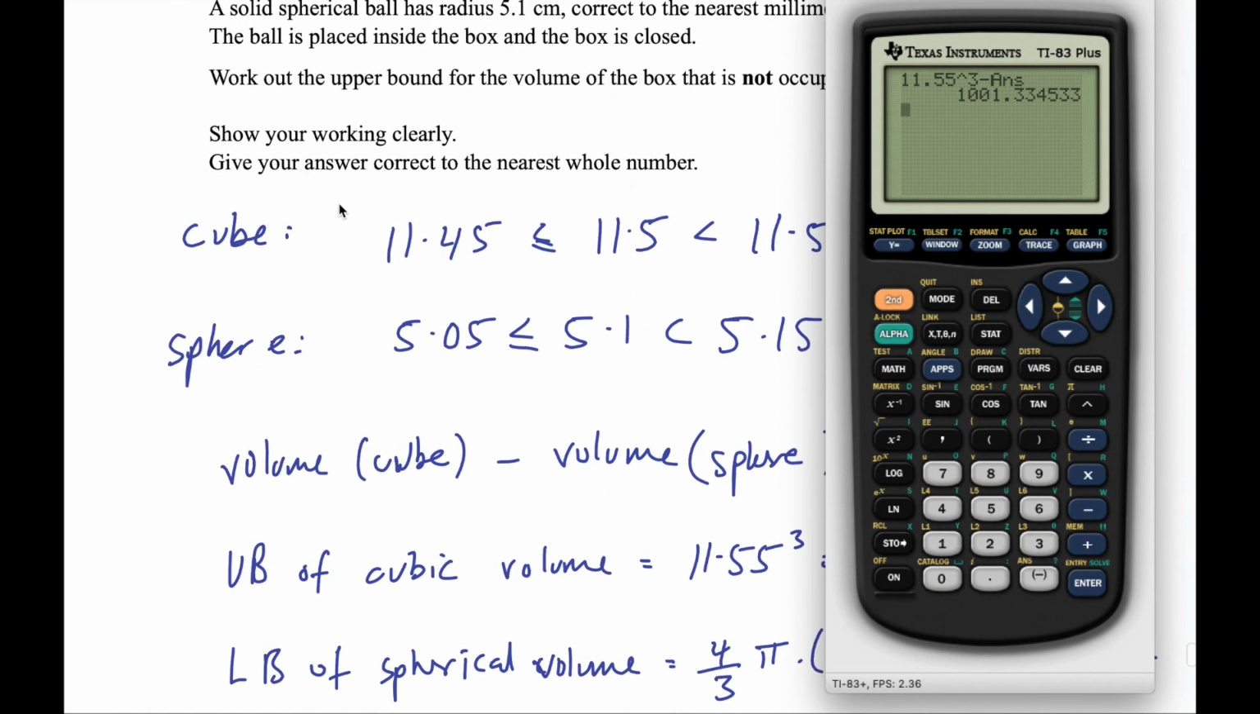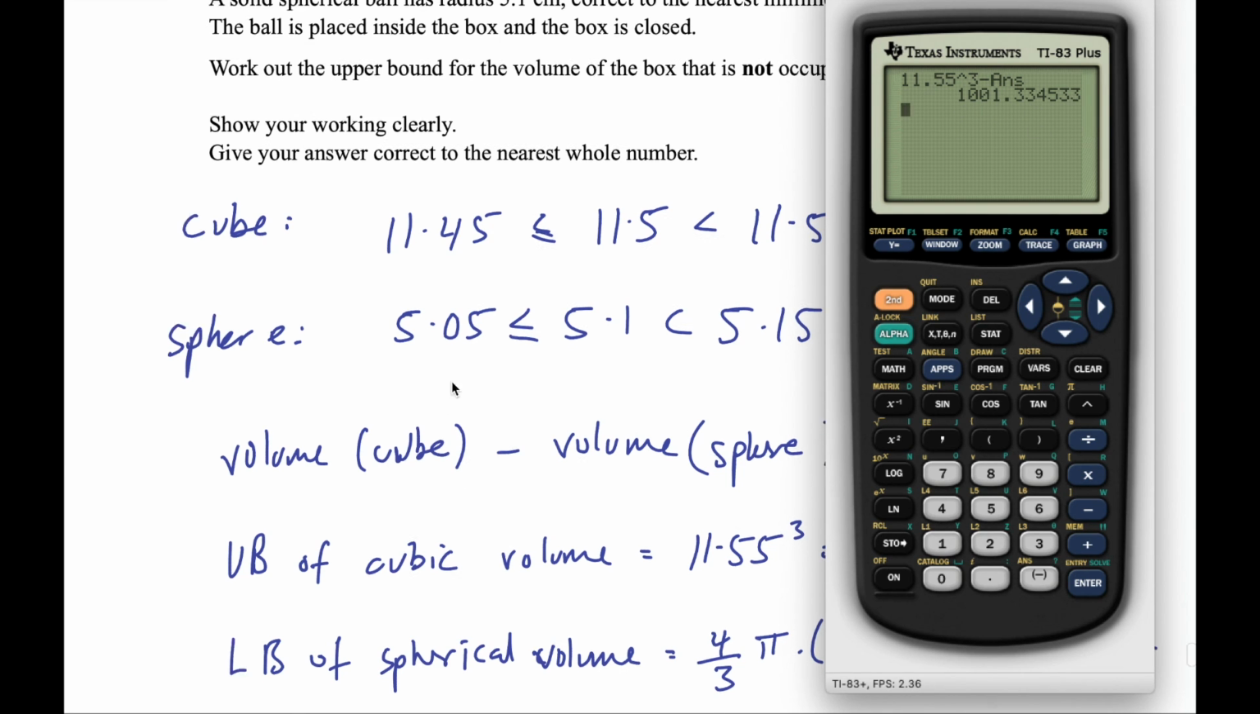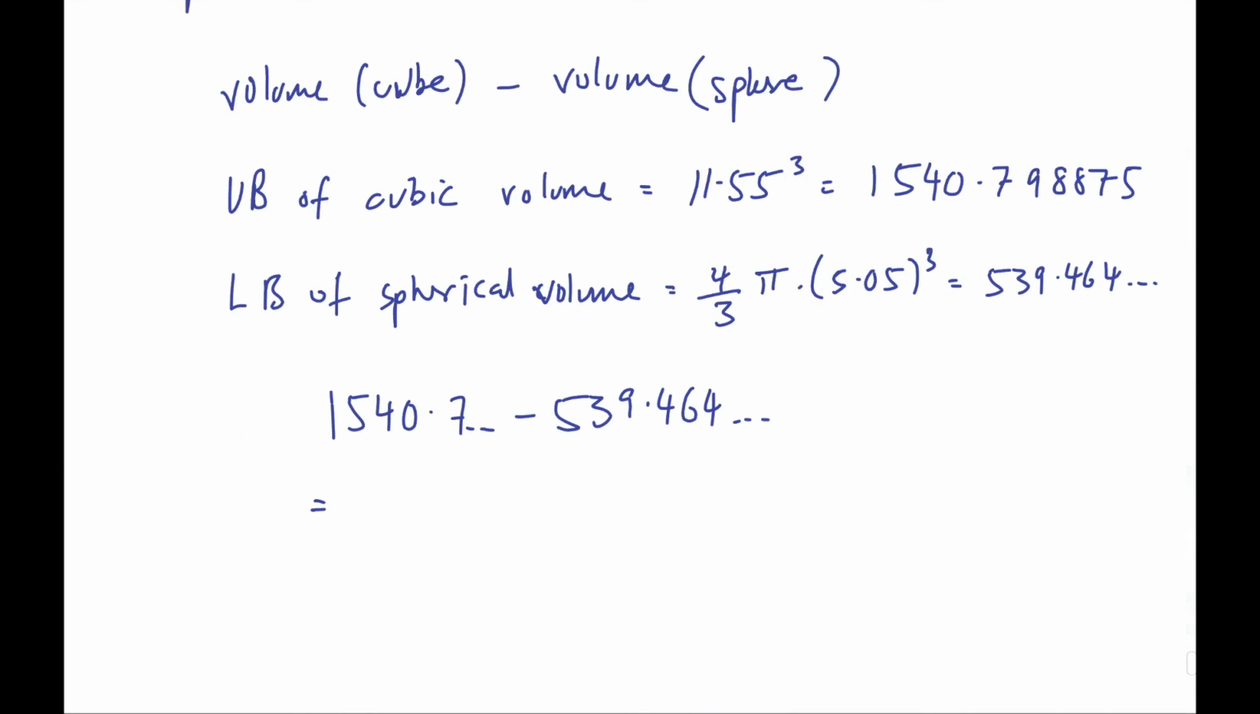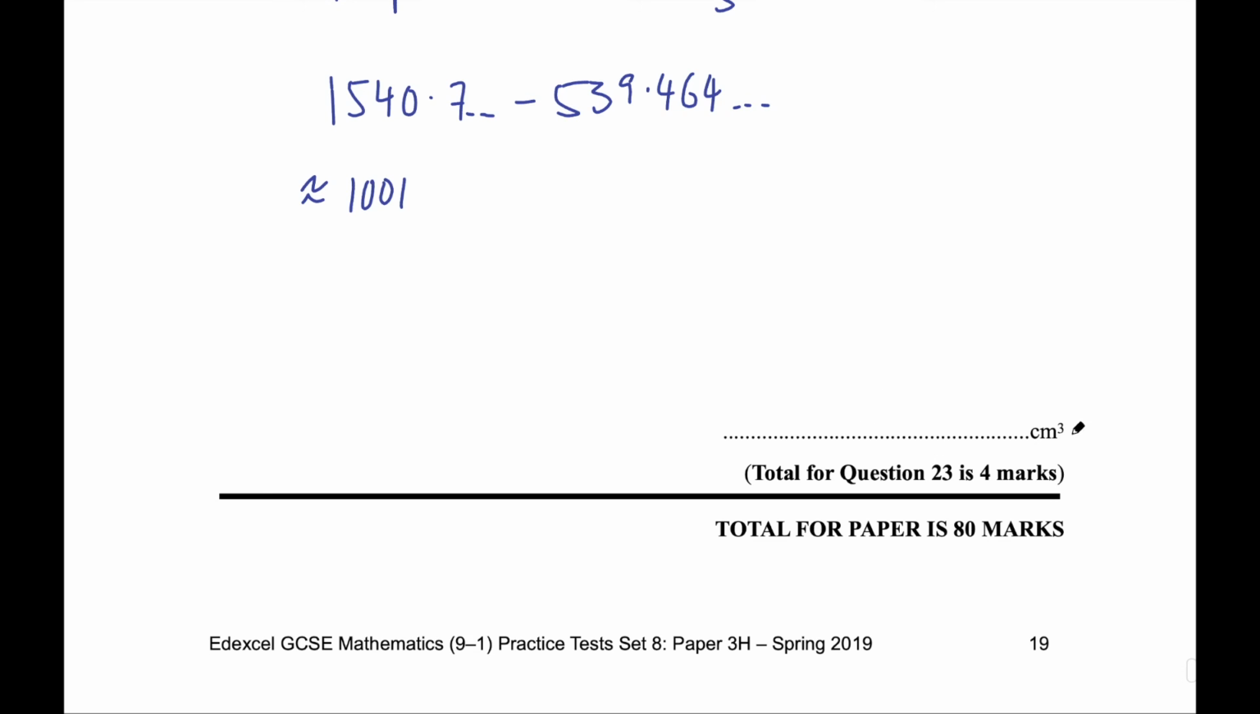It said to give your answer correct to the nearest whole number. Okay, that's nice. So look at the number after the decimal point. It's less than 5, so this number is going to stay as is. We do not need to round up. So the final answer, rounded to the nearest whole number, is approximately 1001 centimeters cubed. Okay, that was question 23 for 4 marks.